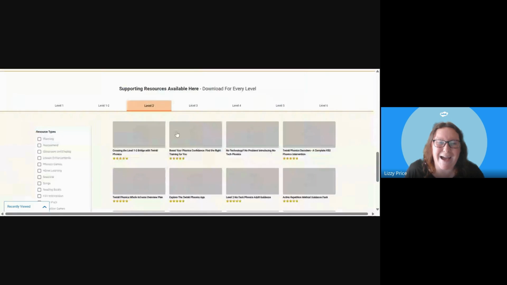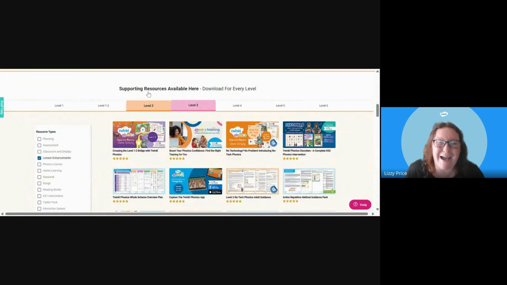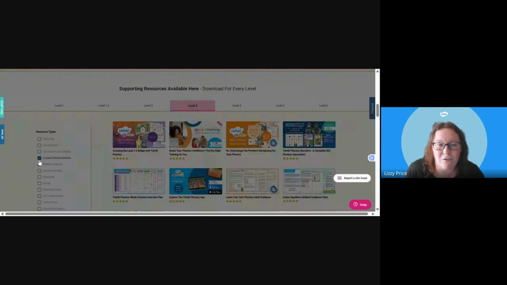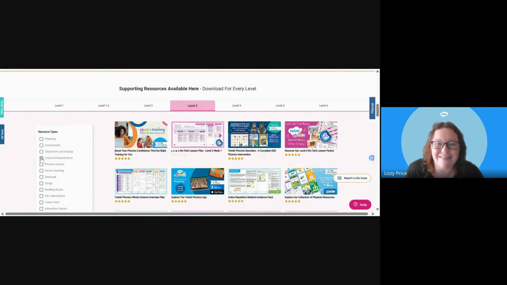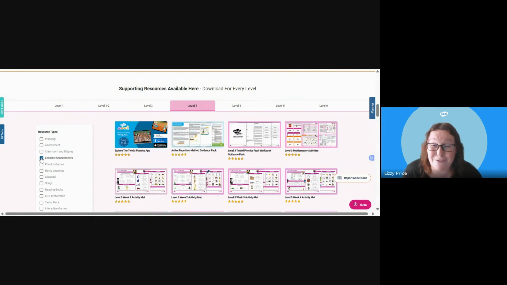Now, if we go back a step, we can see that actually within our supporting resources on our homepage, there are activity mats across multiple levels. Bear with me a moment. Technology is doing its thing. Let's try again. Across multiple levels, there we are, when we click the lesson enhancements down here in the supporting resources.